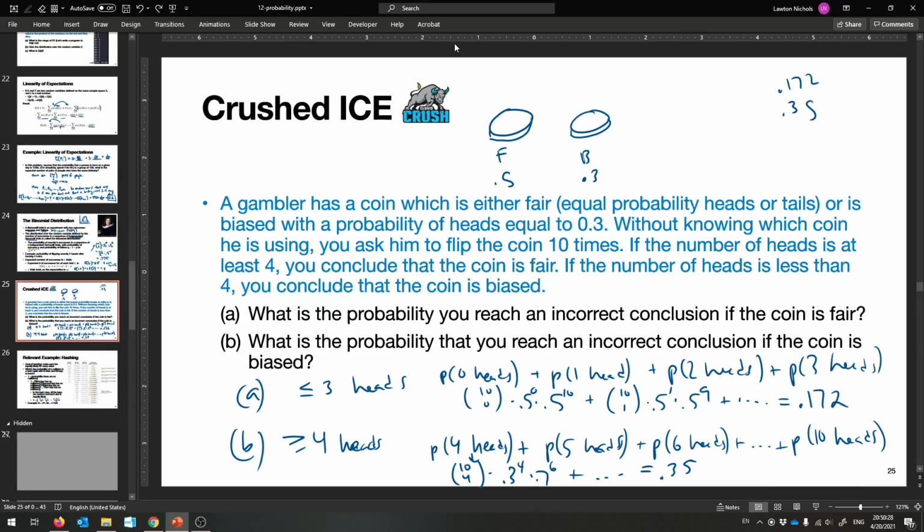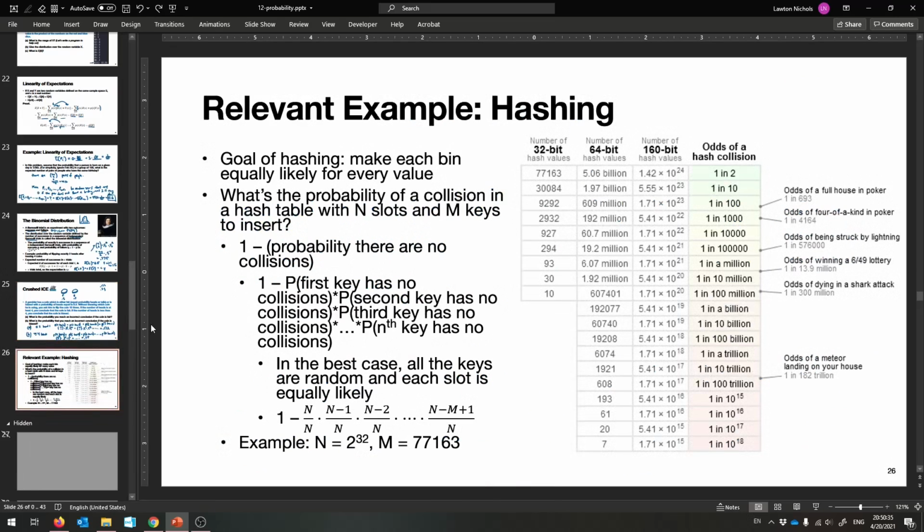That is the gambling problem, and that's our last one for the day. So before we go, I just want to show you one nice example of all this probability stuff with actual computer science topics. So let's talk about hash tables.